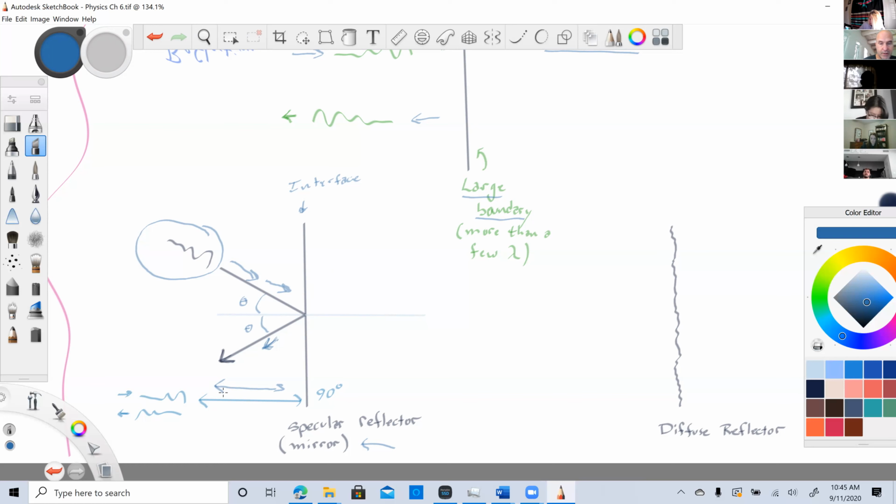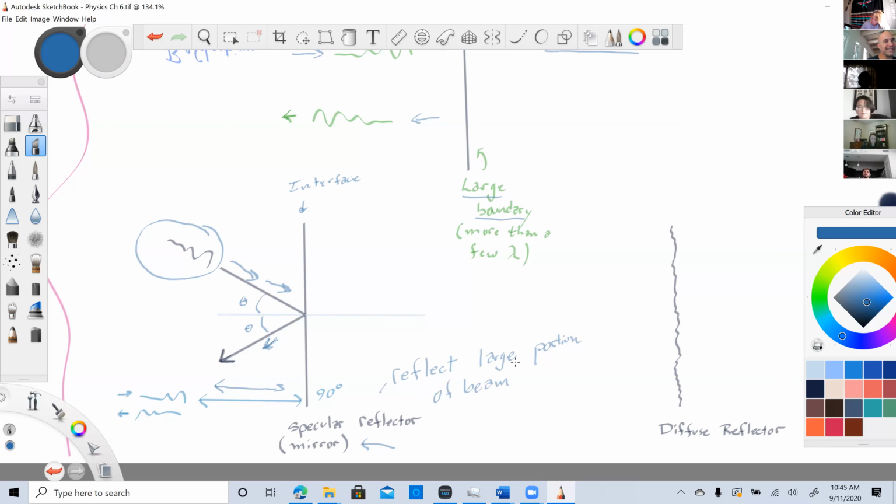Specular reflectors reflect, I don't want to say 100%, but I'll say a large portion of the beam. They really reflect a lot of the beam.